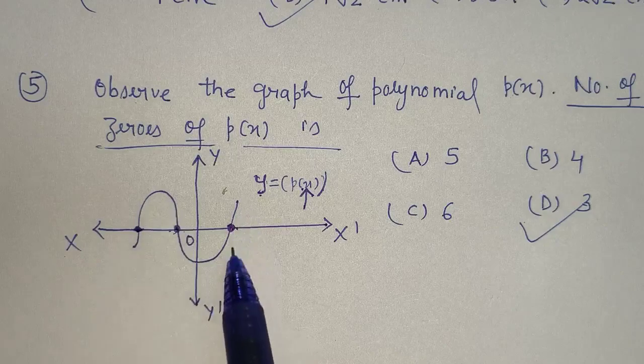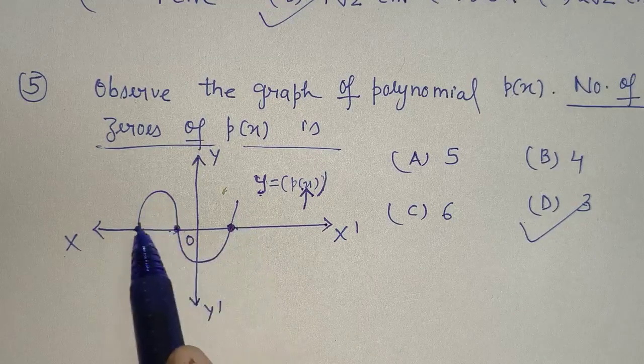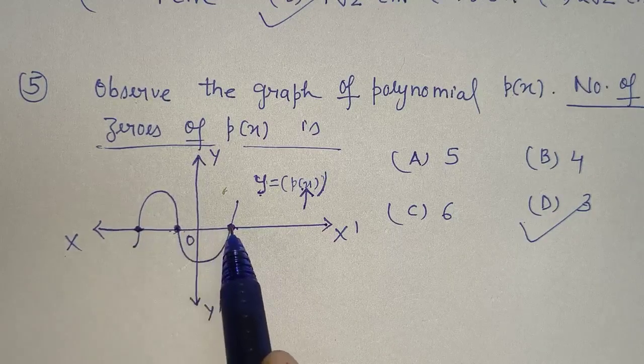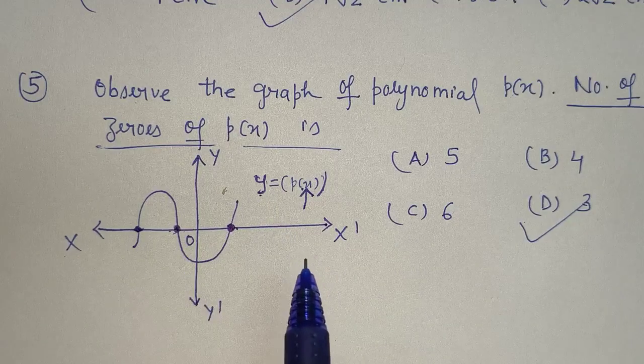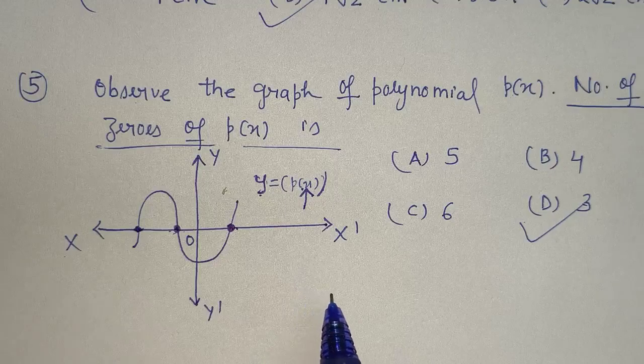As the graph cuts the x-axis, otherwise the graph would have been somewhere here. So if it is intersecting the x-axis at this and this point, that means it is making the value of y 0. This is the solution for this. I hope it's clear. Thank you.